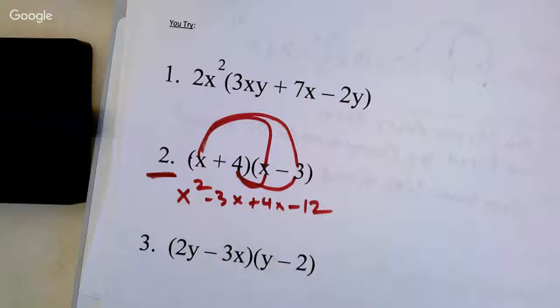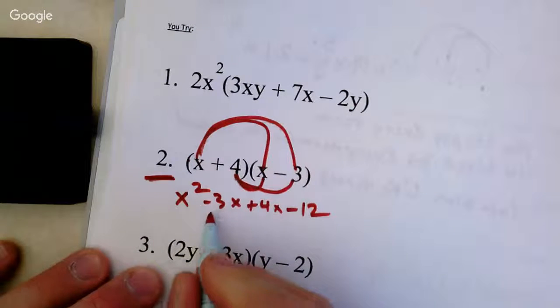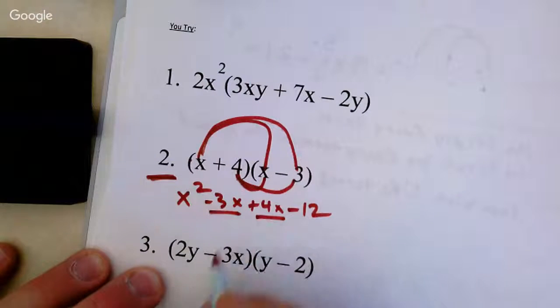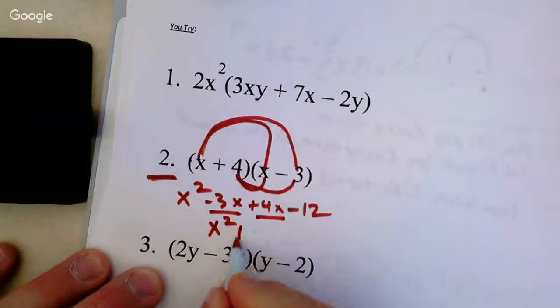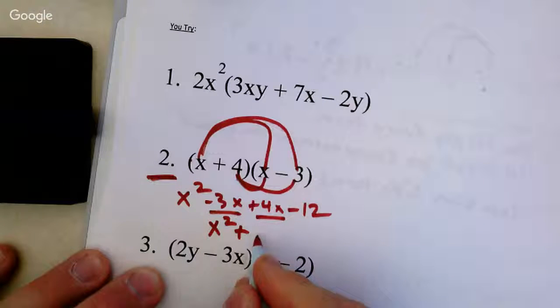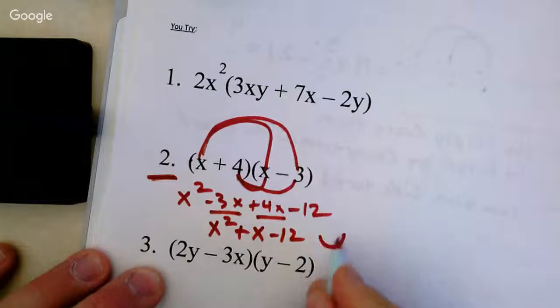Okay, what are my like terms I have to combine? Yes, Shalise. -3x and 4x. Yes, -3 plus 4 gives me what? Plus 1x. Can I just write x? Yeah, I can. Boom, there you go.